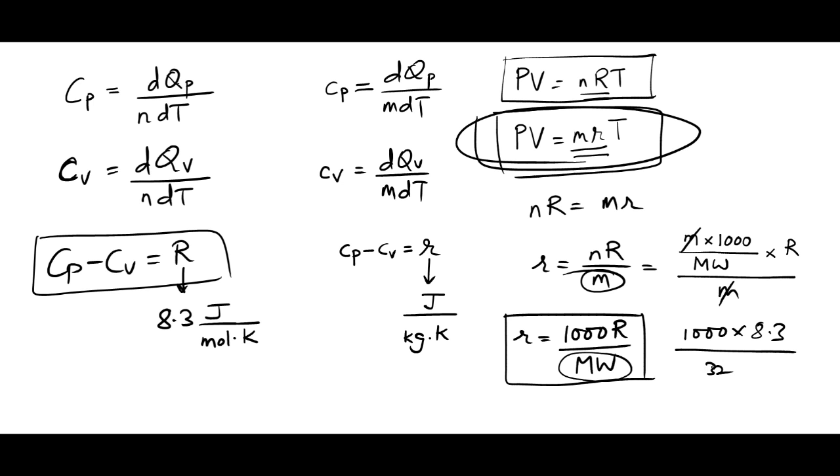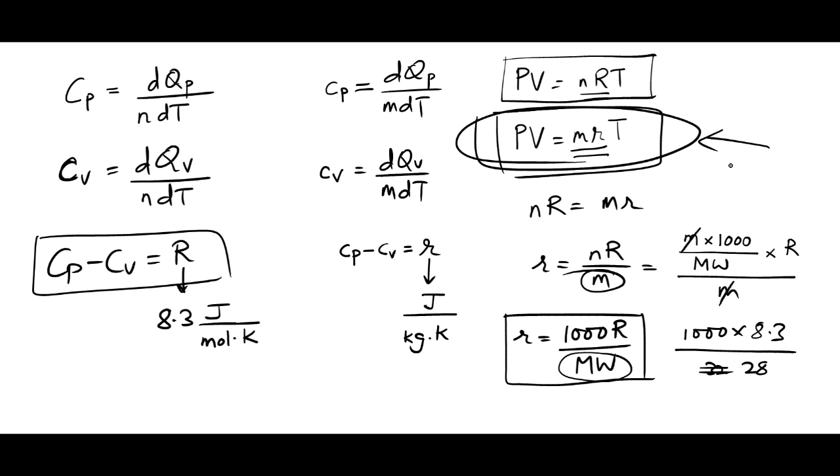On the other hand, the molecular weight of nitrogen is 28. So to find small r for nitrogen, I have to divide by 28, and then I can use this equation for nitrogen. In other words, small r is not the type of universal constant which capital R is. In fact, small r is not a universal constant at all. It's a gas constant which we use for a particular gas.